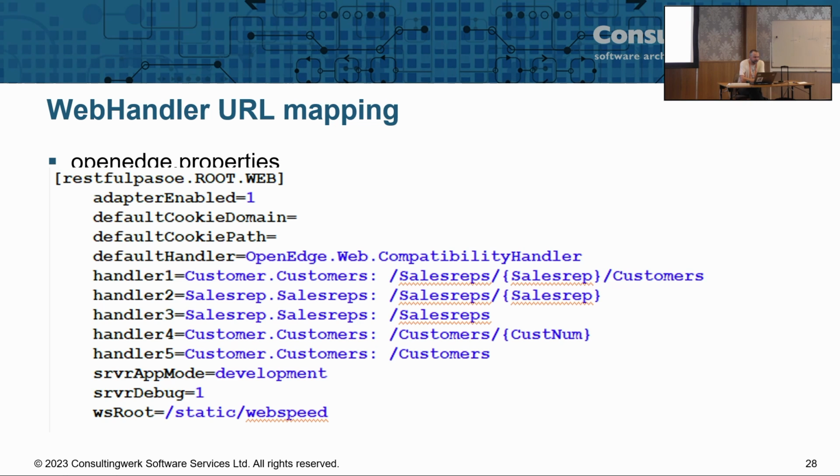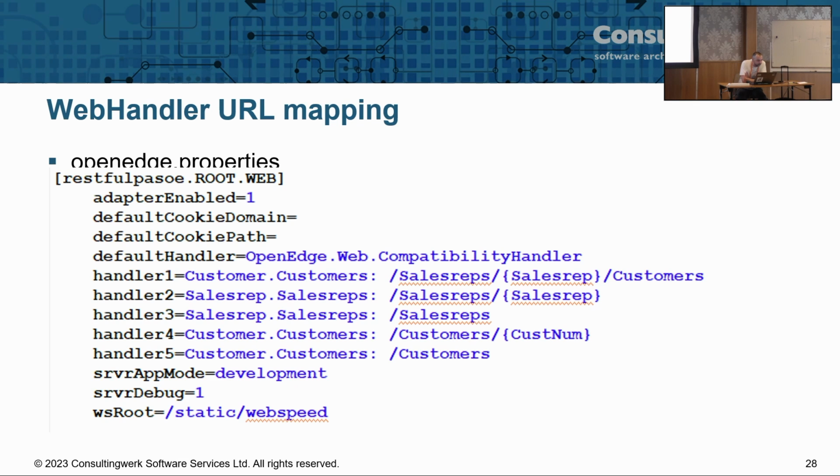So what is behind the handler? Behind the handler is a class name and a package name. So in the package customer, there seems to be the customers class, and that points to the REST endpoint /salesrep with a sales rep ID /customers.